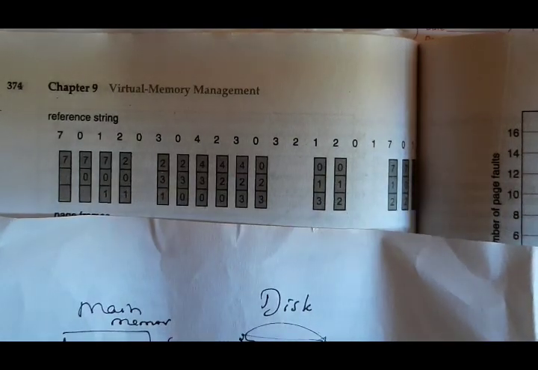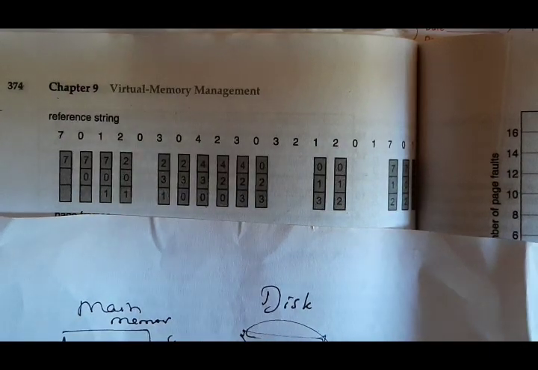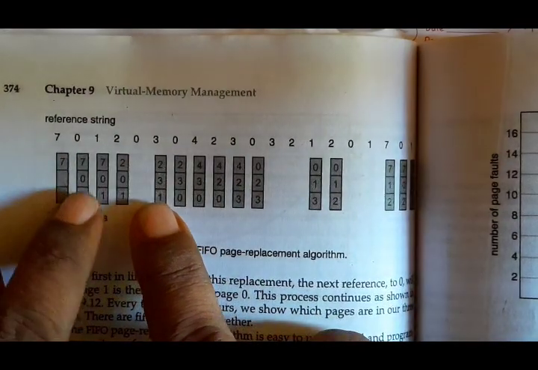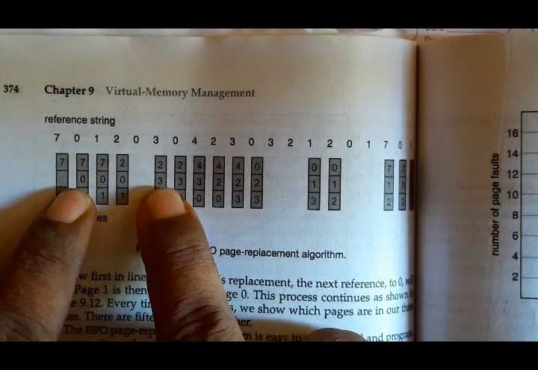Transferring from main memory to disk is called swap out. Transferring from disk to main memory is called swap in. Clear no? We just exchange. So in place of 0, 3 comes here. So 3 is placed here.